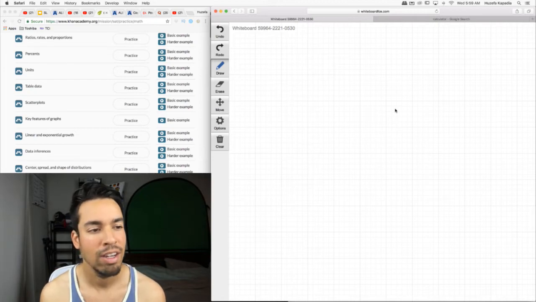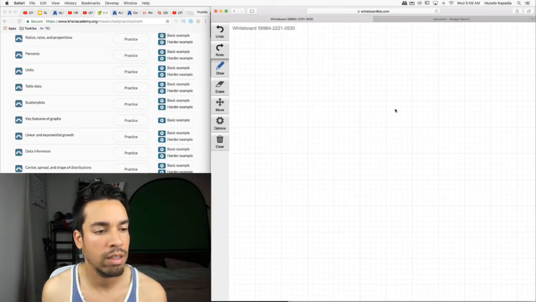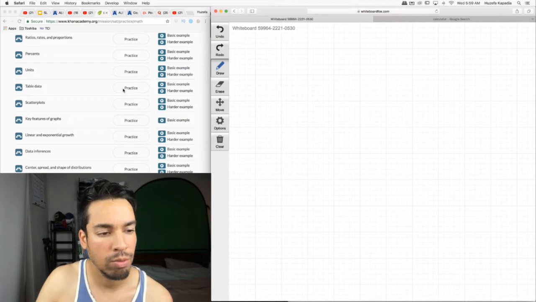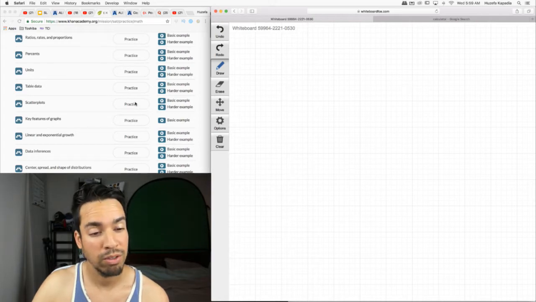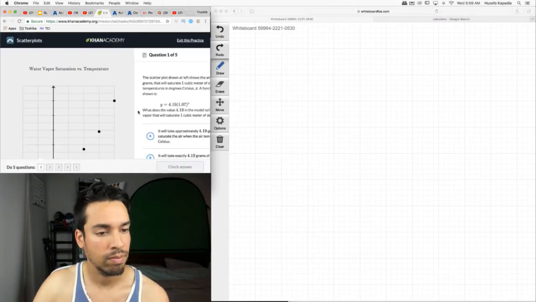SAT Math section. So today we are continuing with past table data, and we're going to Scatterplots level 2. And as always, I'm seeing these problems for the first time. So without further ado, let's get into it. Here we go.